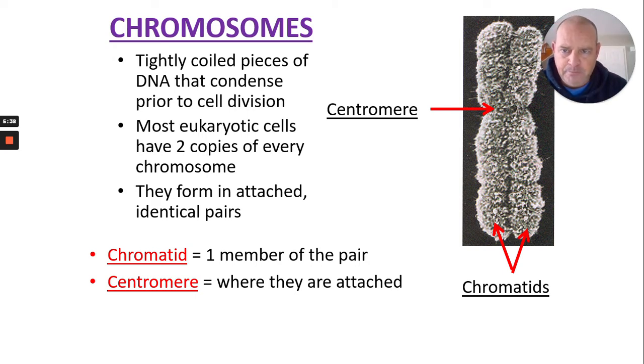Okay, so most eukaryotic cells have two copies of every chromosome, and then they form identical pairs, right? Because they're copied. So in this picture, you see where they look like an X, kind of like where I have my fingers together. That's usually one chromosome that then was copied, and now you have two. My fingers are different lengths, but you get the idea that these should be identical because it was copied from one or the other.